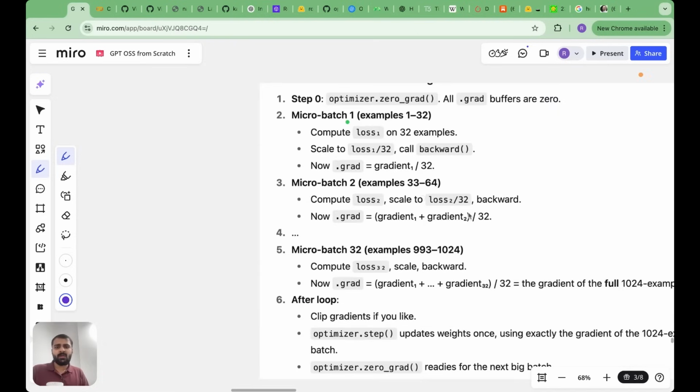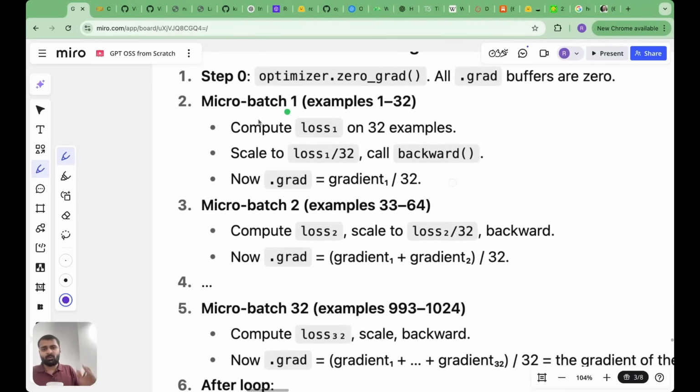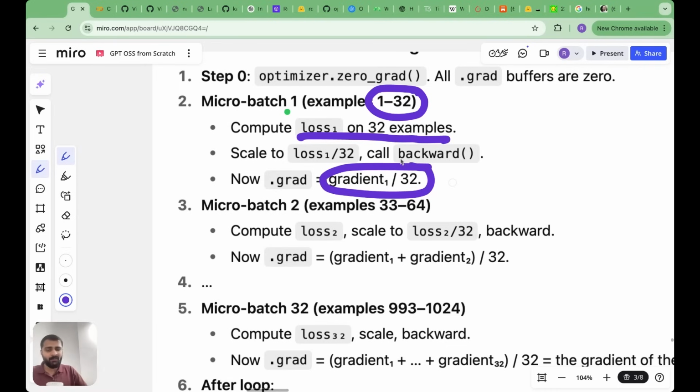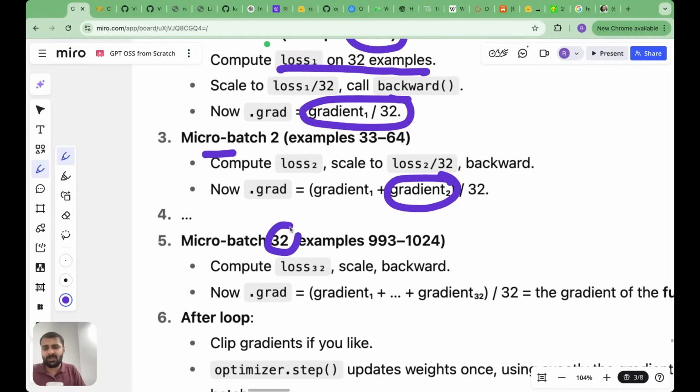as 32. So what happens here is that we will proceed with micro batches. At one time, only 32 examples will live on your GPU because that's your GPU memory. So we'll compute the loss on 32 examples first. We'll compute the gradient. We'll divide it by 32. I'll tell you why we divide by 32. Then we move to micro batch 2. We'll compute the second gradient. Then we'll process micro batch 32.